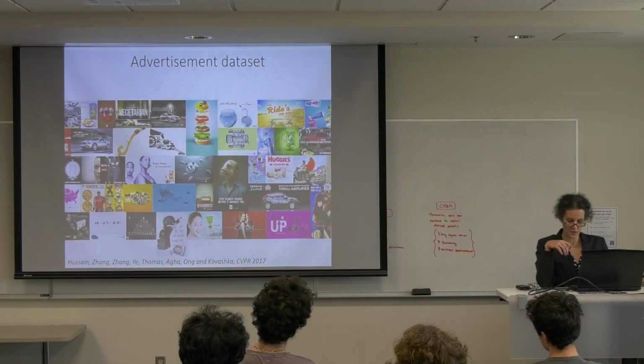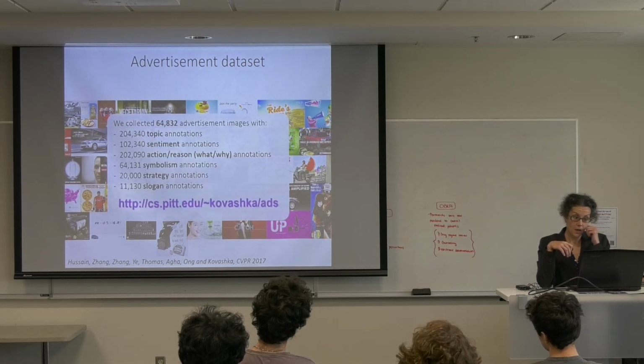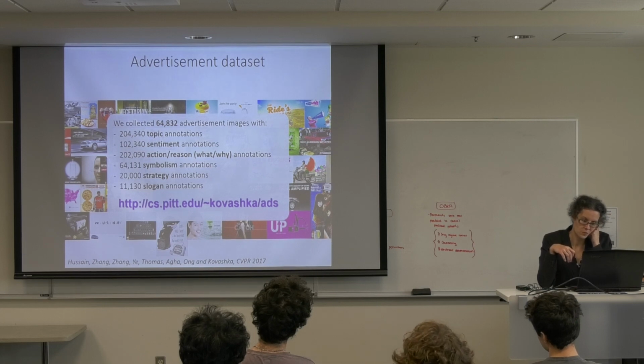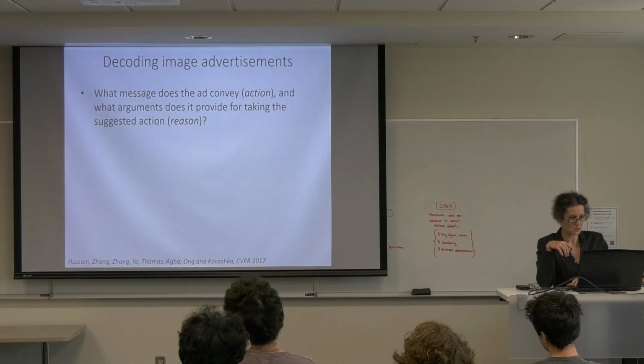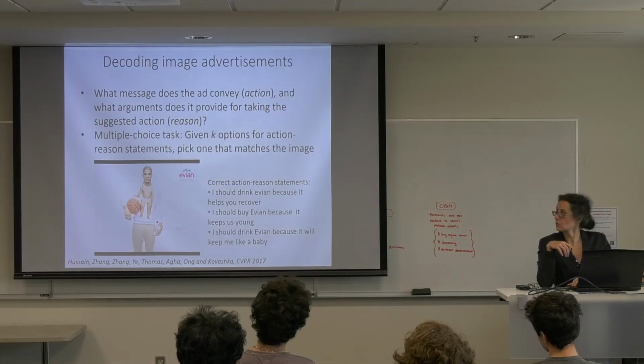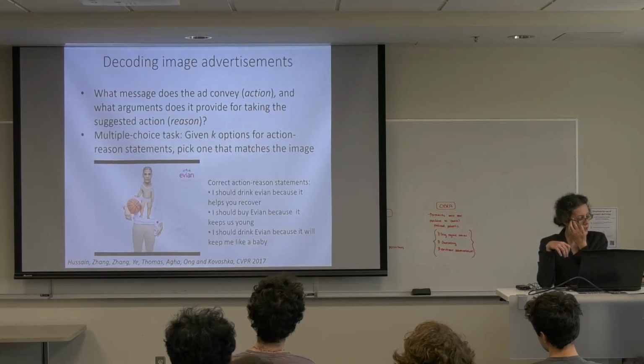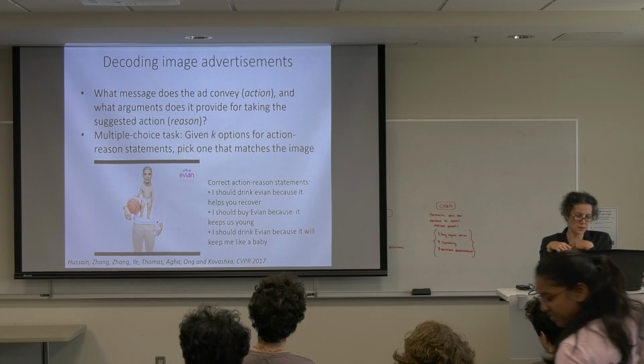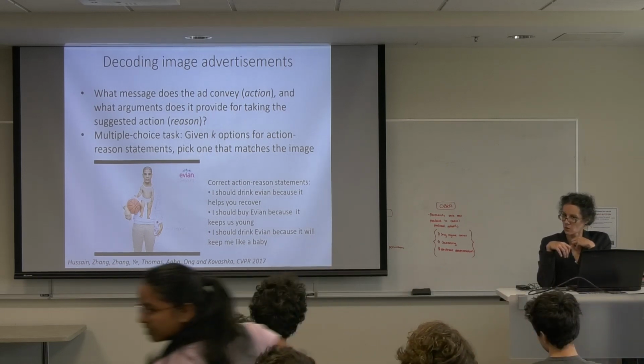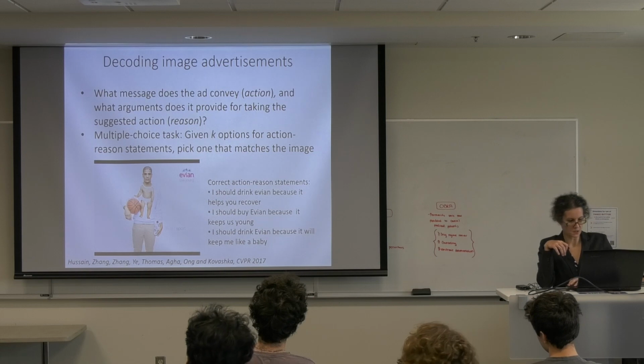So we train on this data set, but you can think of it as an evaluation setting. We have these ads with a whole bunch of annotations. The ones that we've worked the most with are these action reason statements. And I'll show you an example of what this is. Don't worry about reading the slide. An action reason statement might be, I should drink Evian because it helps you recover, based on this ad. So that's basically the rhetoric of this ad. And we want to be able to predict, based on the ad, a correct statement.